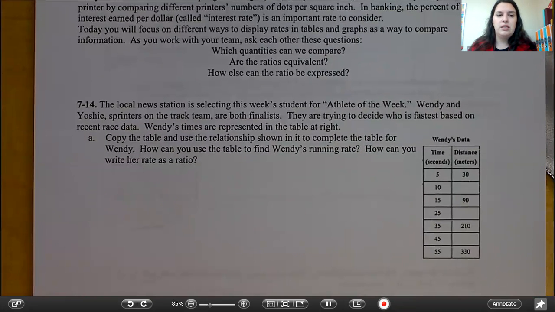So 7-14 says, the local news station is selecting this week's Student Athlete of the Week. Wendy and Yoshi, sprinters on the track team, are both finalists. They are trying to decide who is fastest based on the recent race data. Wendy's times are represented in the table at right. A. Copy the table and use the relationship shown in it to complete the table for Wendy. How can you use the table to find Wendy's running rate? How can you write her rate as a ratio?